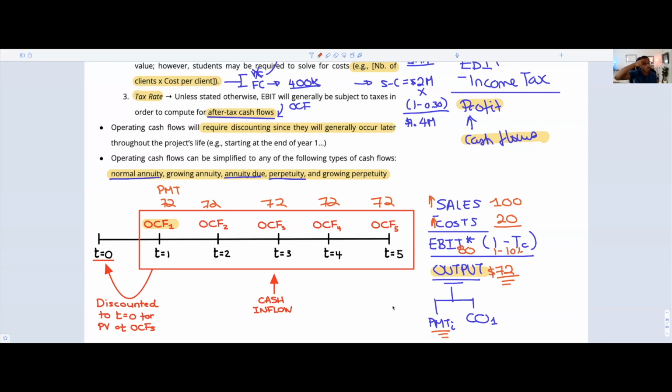So my takeaway here is that if you are dealing with normal constant cash flows, it's simple. Just plug your outputs into your calculator or into your formula. But if you're dealing with growing cash flows, I highly recommend that you solve for your output, which is our $72 at year 1 type of thing, and then you plug them in within your formula, because it's going to make it much easier for you to find the present value of this specific category.